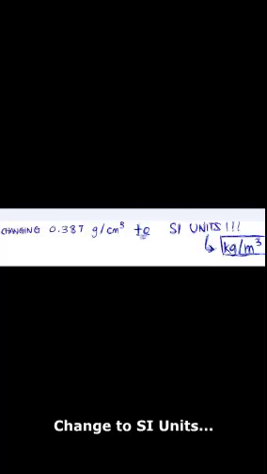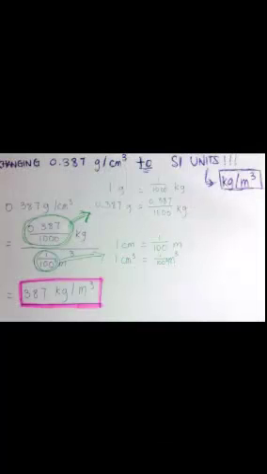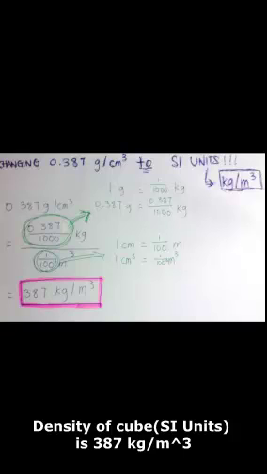If we were to change it to SI units, the density of the cube is calculated as shown. Which will then give us 387 kilograms per meter cube.